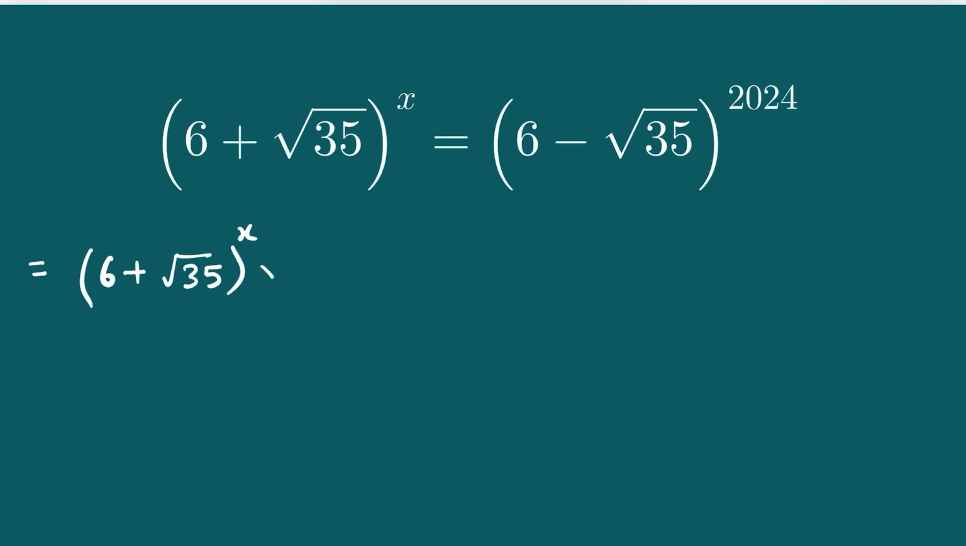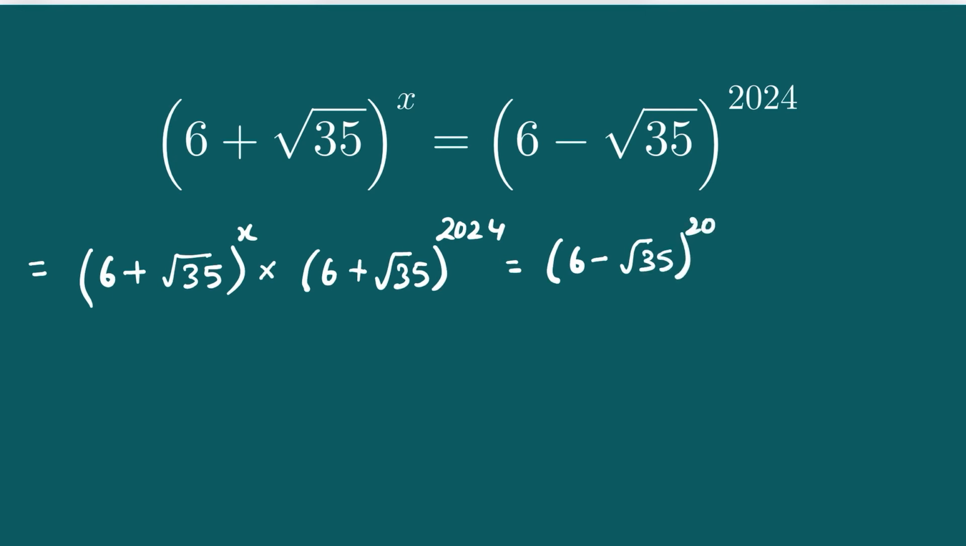Let's multiply it with (6 + √35)^2024, and let's do the same on the right hand side also, so that we can balance the equation. So (6 − √35)^2024 times (6 + √35)^2024.